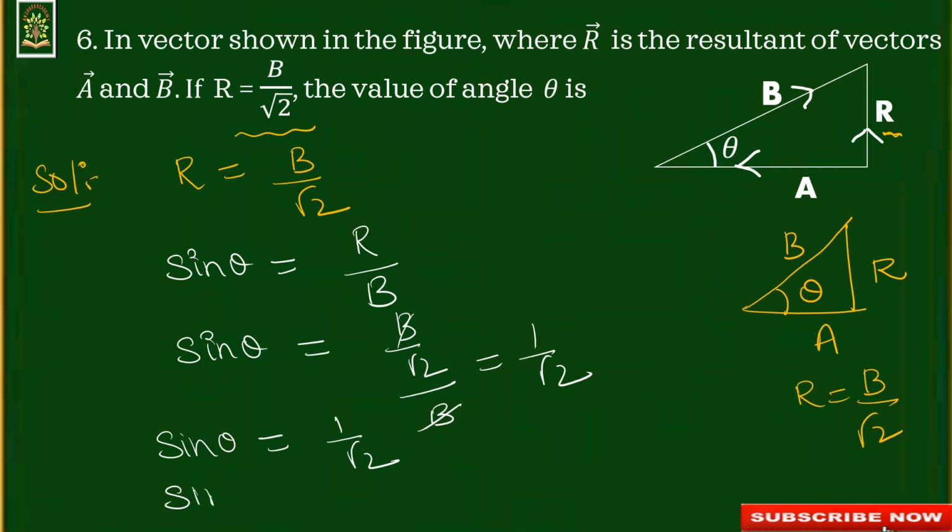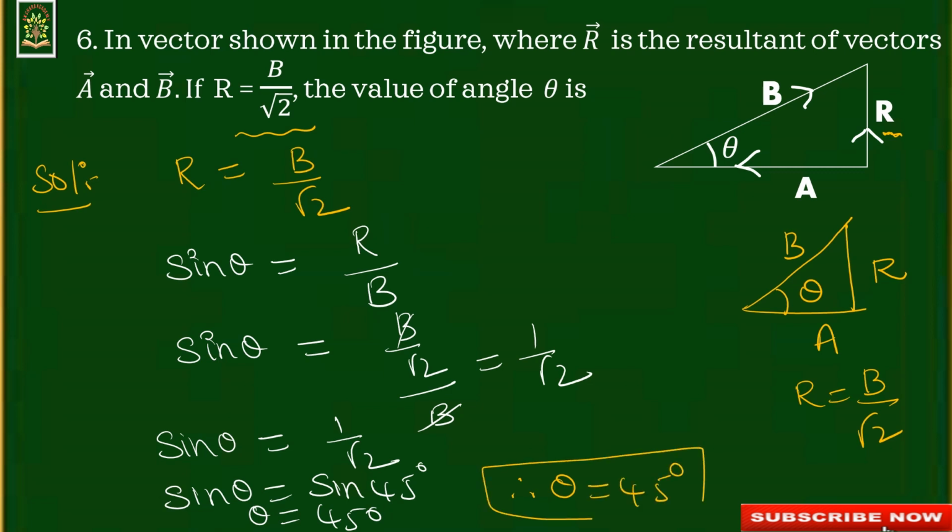1 by root 2 can be written as sine 45. If sine theta is equal to sine 45, then theta is equal to 45 degrees. So, the value of angle theta is 45 degrees. Okay. Next, we will go to the next question.